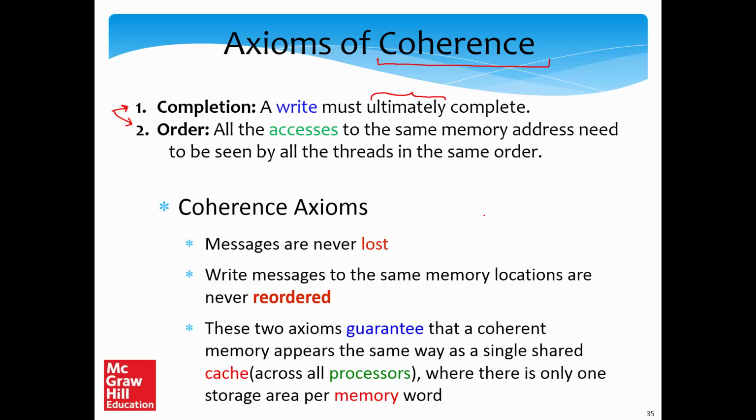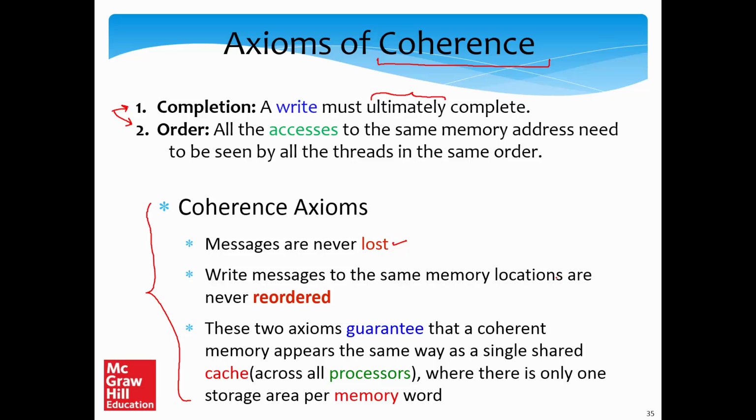So let's look at the coherence axioms with a different pair of eyes. The completion axiom basically means that a read or write message to the memory system is never lost. It always reaches its destination. The order axiom also means that write messages to the same memory location.